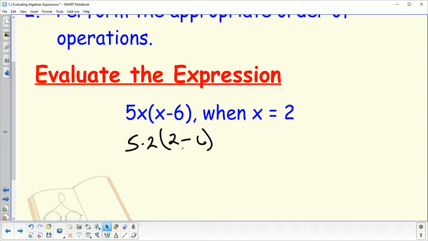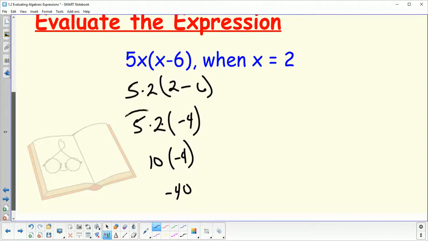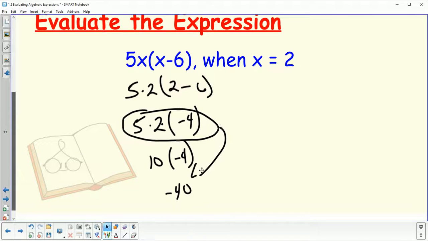So we need to do inside the parentheses first. So we have 5 times 2. And then inside the parentheses, 2 minus 6 is negative 4. And now, since this is all actually multiplication here, it says 2 times negative 4, we want to do it left to right. So 5 times 2 is going to give us 10. And then times negative 4 would end up with negative 40. The other thing, if you plug this whole thing into your calculator all at one time, you would have just jumped to that negative 40. Okay, so that would be your answer if we simplified.